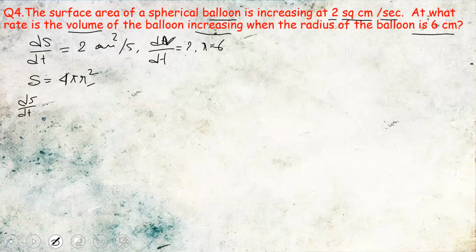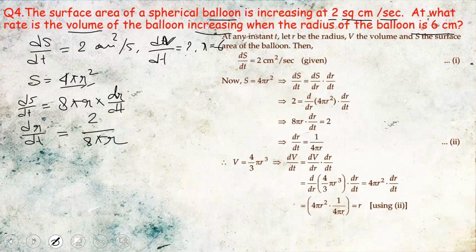Differentiating both sides with respect to t, by the chain rule it will come 8πr, that is, r² gives 2r, and 2 into 4 is 8, so 8πr into dr/dt. Now what is dr/dt? dr/dt is dS/dt, that is 2, divided by 8πr. If I calculate this, that will come 1 by 4πr.